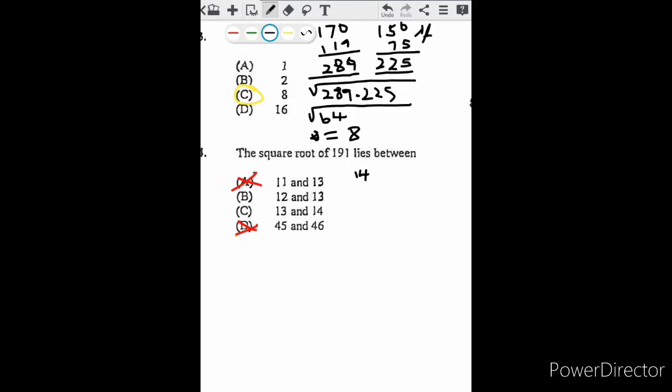So let's find 14 squared. That's 14 multiplied by 14. We put our 0, which is our placeholder. 1 times 4 gives us 4. 1 times 1, 1. Then 4 times 4 is 16. So we put our 6. And then 4 times 1 is 4, plus the 1 gives us 5. Then adding that up, we have 6, 5 plus 4 is 9, and then the 1 gives us 196, which is close to 191. Therefore, our answer would be C, which is between 13 and 14.